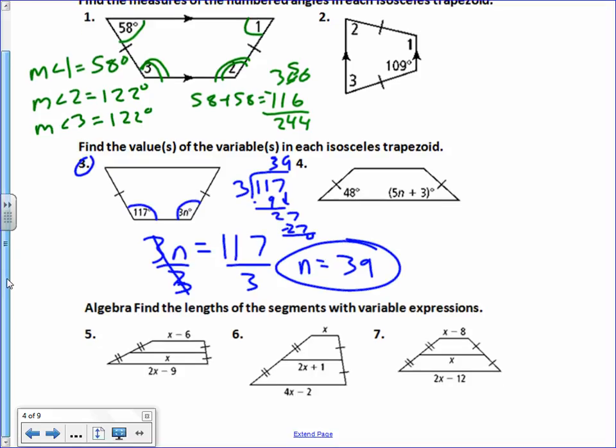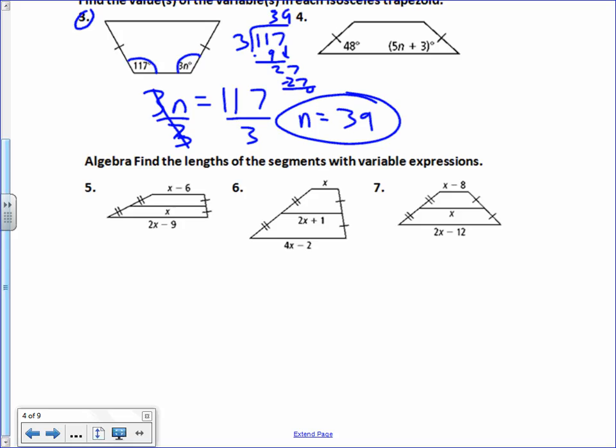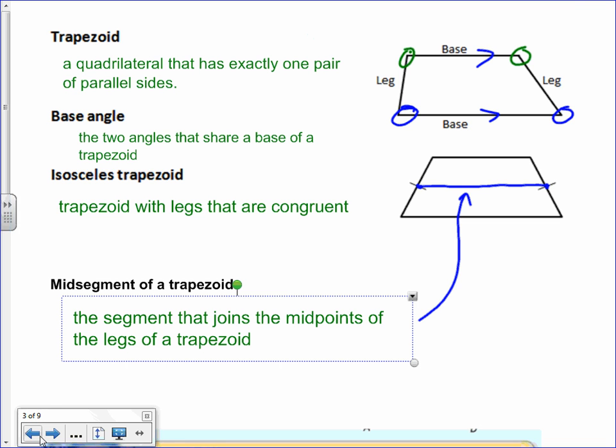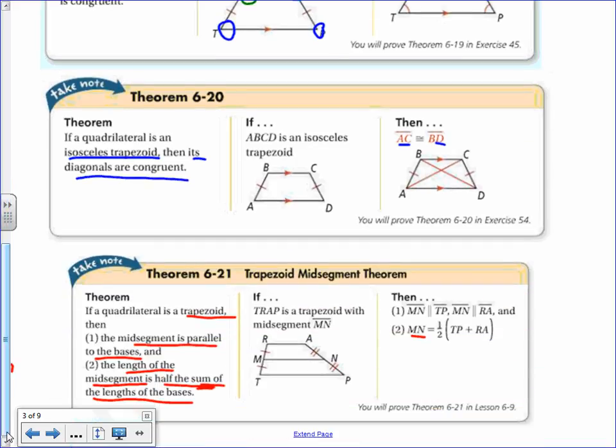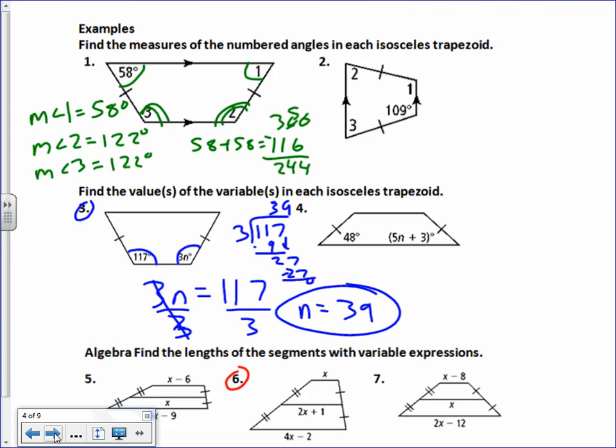All right, and last set of examples. Just do one of these. Let's do, well, it says algebra. Find the lengths of the segments with variable expressions. Let's do number 6. This comes straight from that third theorem. Since we're dealing with lengths of mid-segments, let's use the second part of this third theorem, where the mid-segment is half the sum of the other two, the two bases.